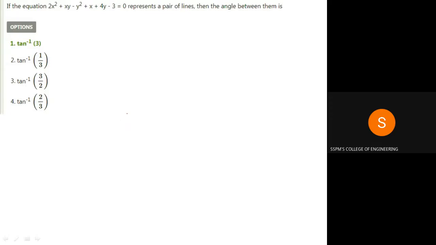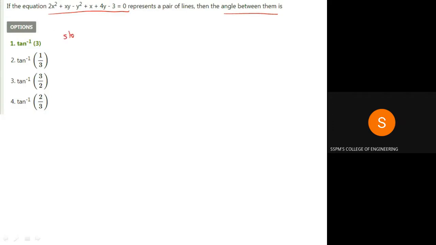Now we are given an equation which represents a pair of lines. What is the equation given here? The equation is 2x square plus xy minus y square plus x plus 4y minus 3 is equal to 0, and it represents a pair of lines, and we have to find the angle between them. First thing you should remember is that we must know the standard equation.